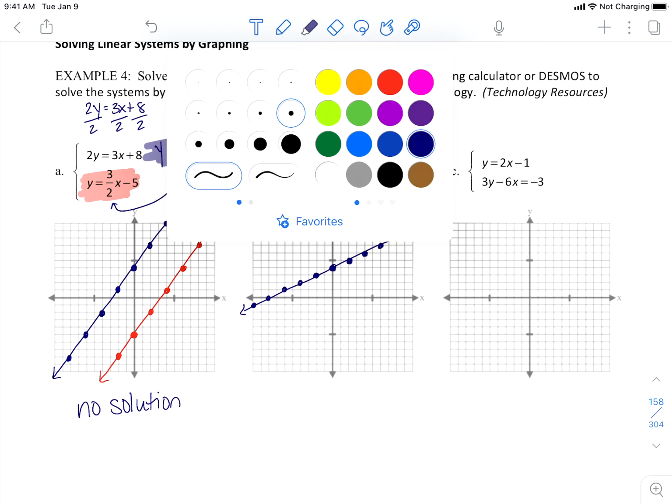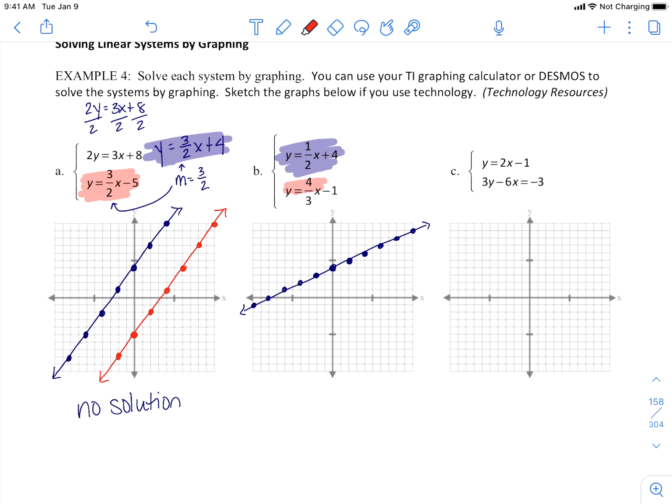Our next equation, I'll do this one in red. This time we have 4/3 x minus 1. So we start by going to -1 for the y-intercept. Then we rise 4, run 3. Oops, I counted off there. Sorry. Up 1, 2, 3, 4, 1, 2, 3.